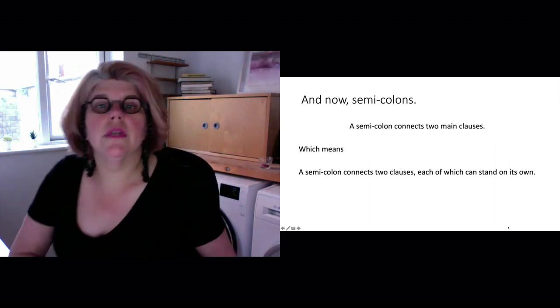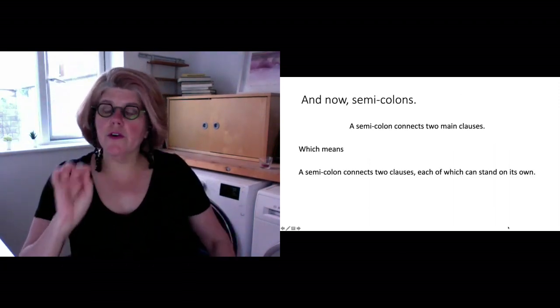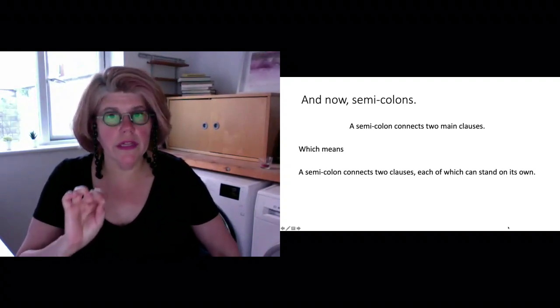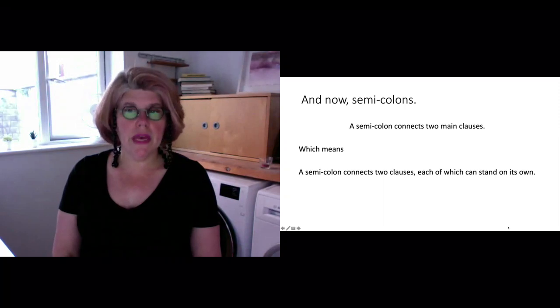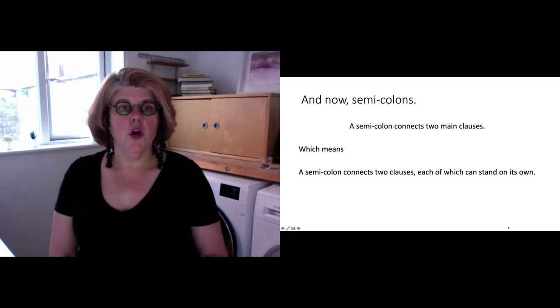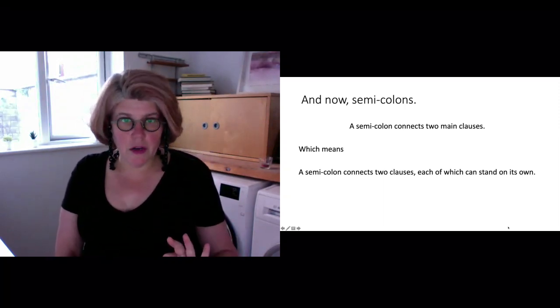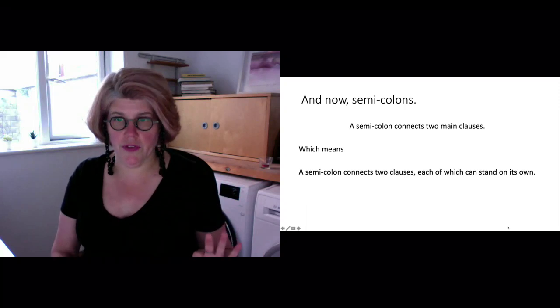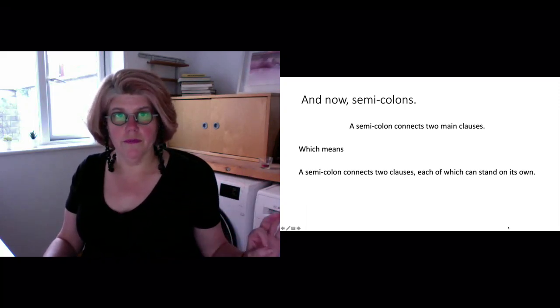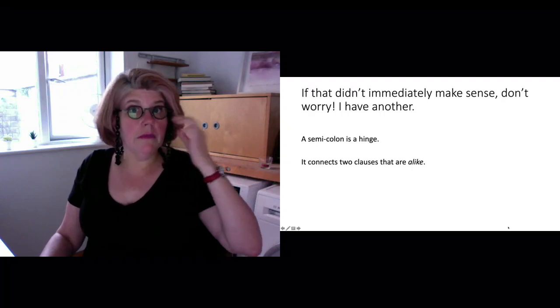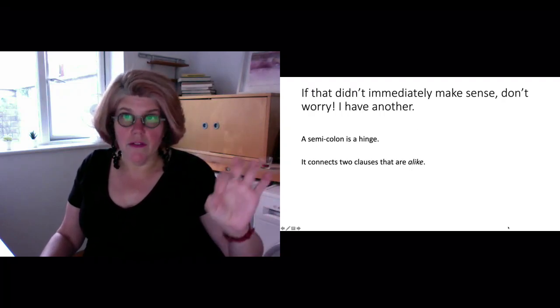And now, semicolons. Here it is as simply and quickly as possible. A semicolon connects two main clauses, which means a semicolon connects two clauses, each of which can stand on its own. Now, allow me to elaborate. I have another way to put it.